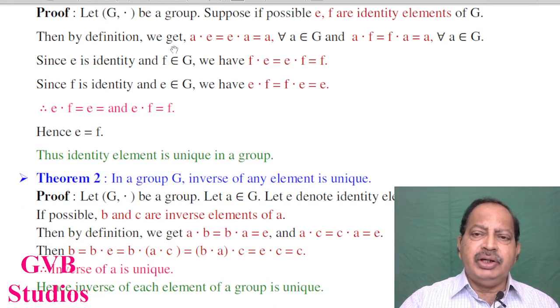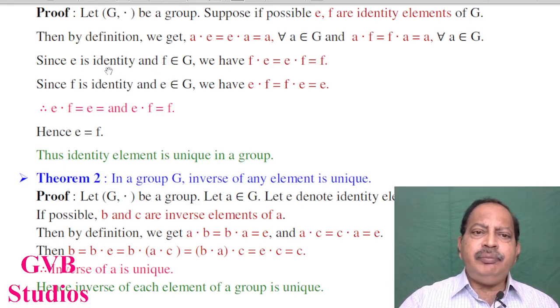Then by definition, using the definition of identity element for e, we have a · e = e · a = a for all a belonging to G. And since f is also an identity element, a · f = f · a = a for all a belonging to G.